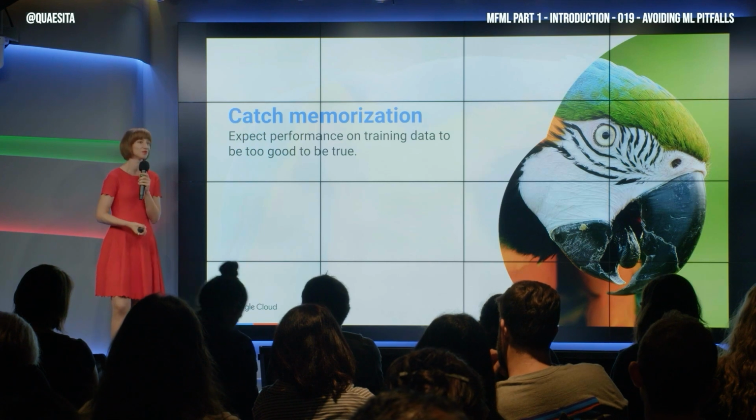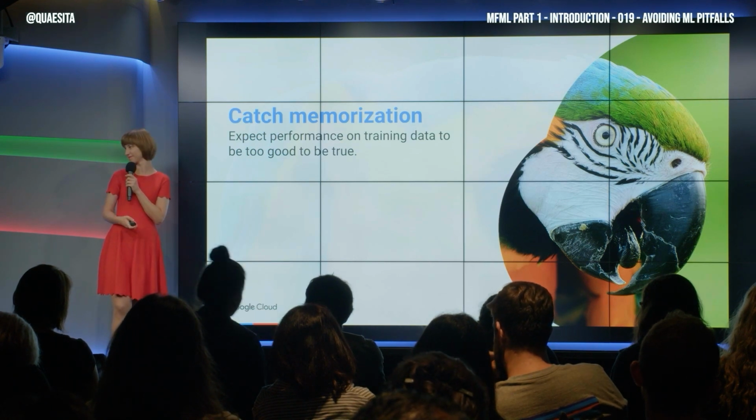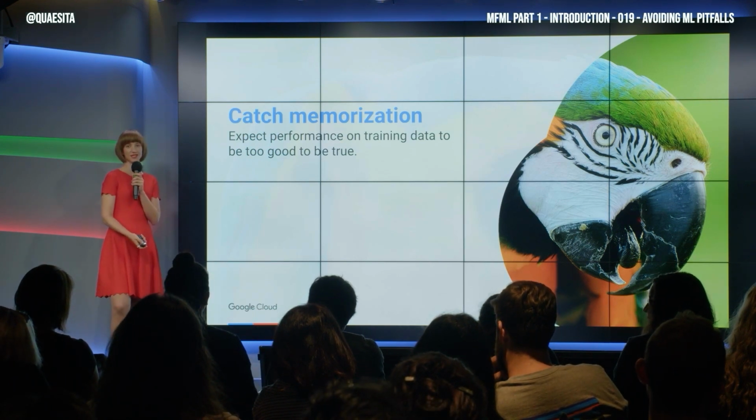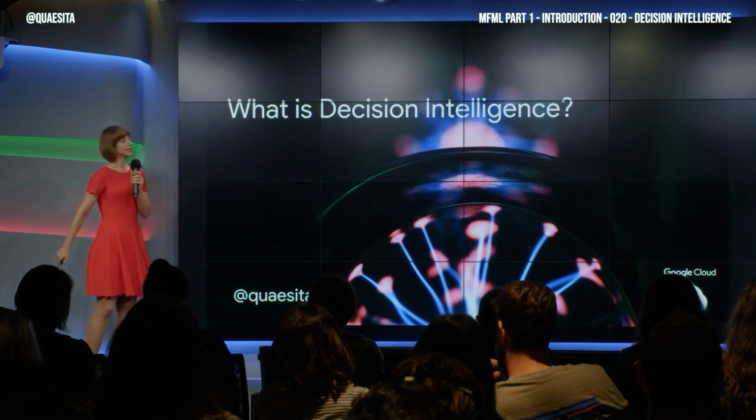If the human already knows too much about that data set, they know how to beat it. A good data scientist is a scary thing. Okay, what is decision intelligence? You might have heard of decision intelligence.